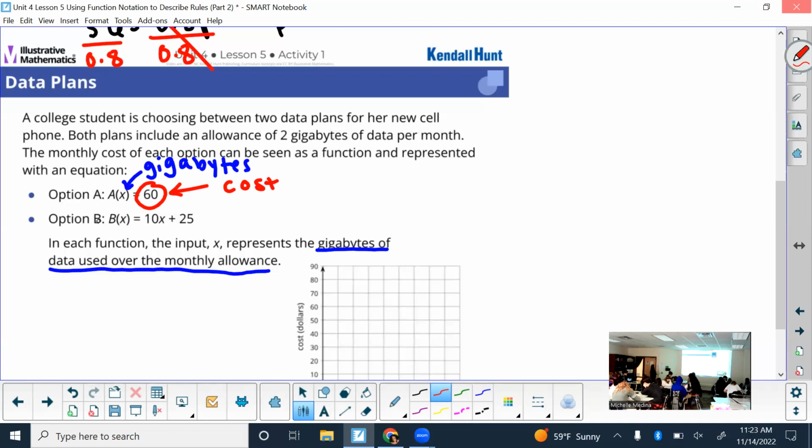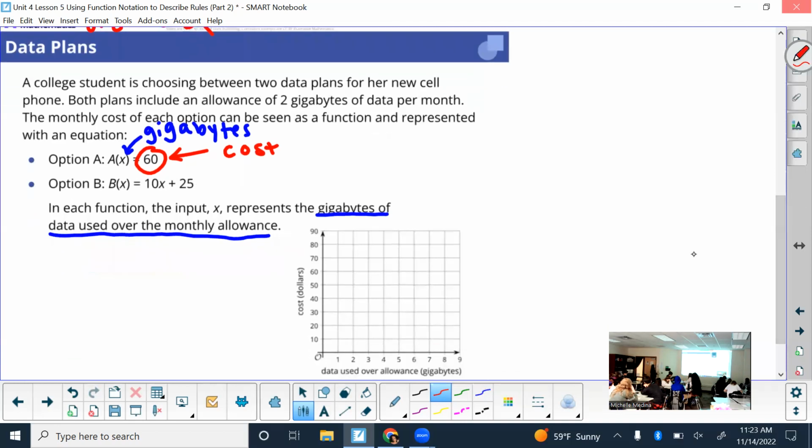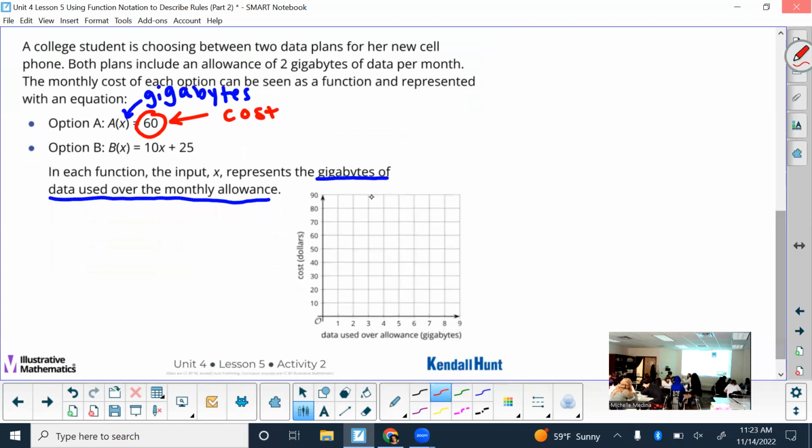All right, so then same for this one. X is the gigabytes of data she used. This expression right here would represent her cost. If you ever have trouble with that and then they provide a graph, that makes it super easy. Because your input is usually on what axis? The x-axis, which it is, data used over allowance in gigabytes. And then look at what's on the y-axis. Cost, that's what we said the output represents. So just remember that. I have it pasted on the next page, so we're going to go to the top part.